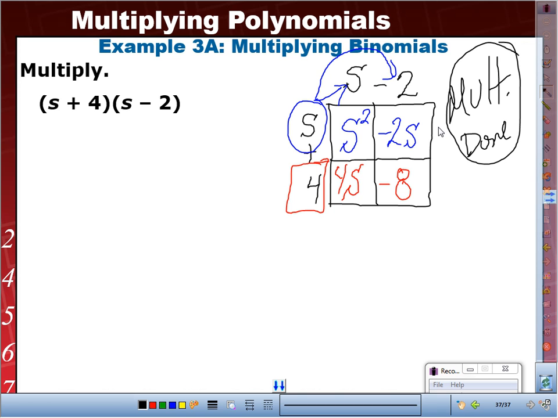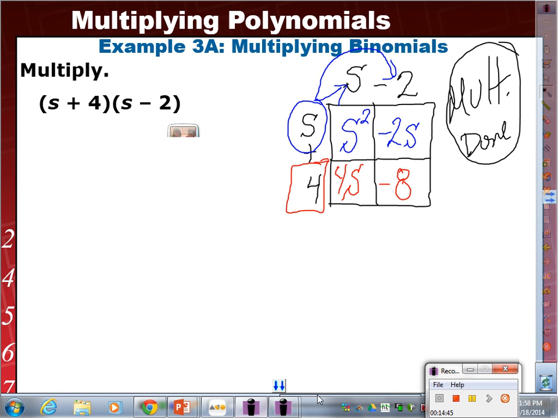Listen to what I just said. I multiplied, and I'm done with multiplication. Tell your neighbor what I just said, please. Okay, copy that, please. Eyes up here. I'm done with multiplication. Everybody with me? So watch.